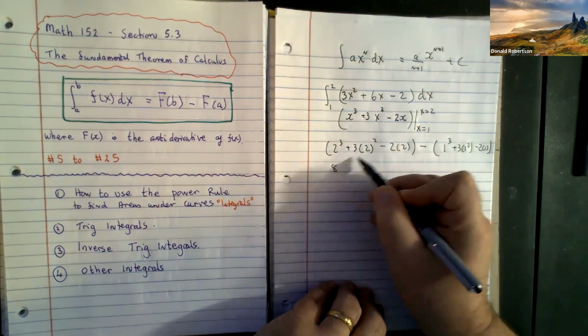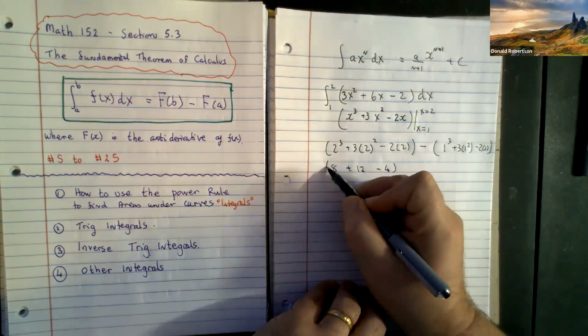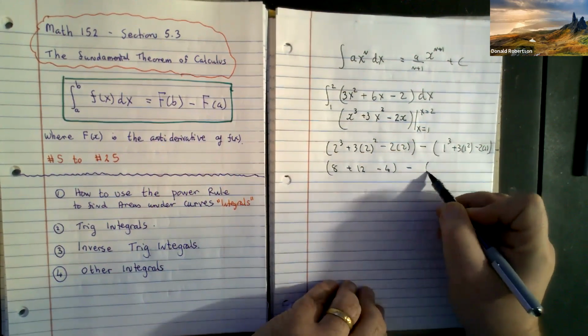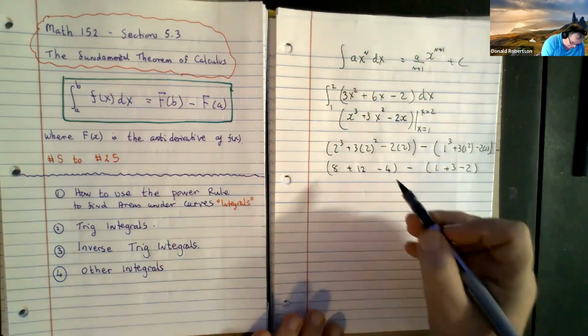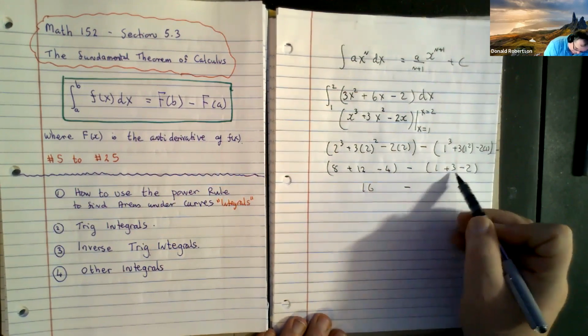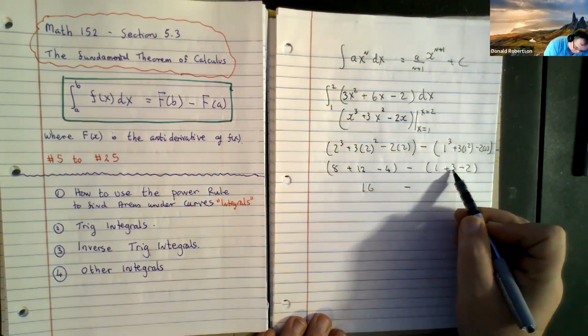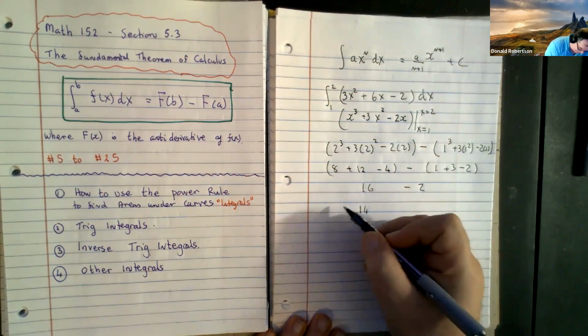That guy is 8. That guy is 12. That guy is take away 4. And that's 1. And that's add 3. And that's take away 2. So we get, what do we get? We get 16, take away 2. And so in this case, the answer is 14.